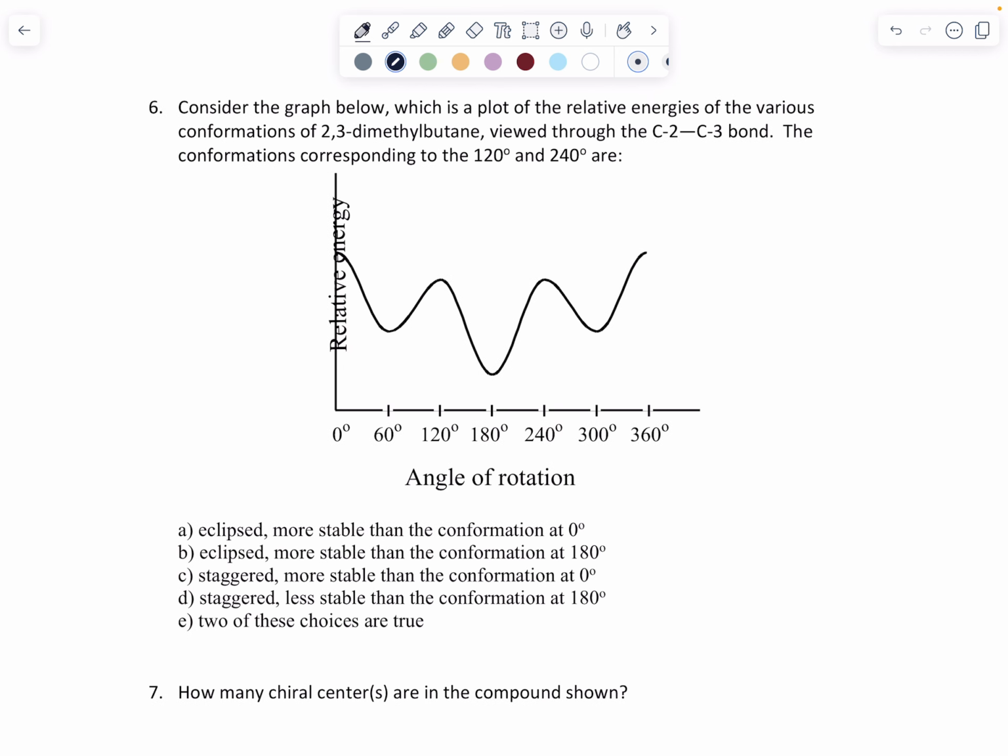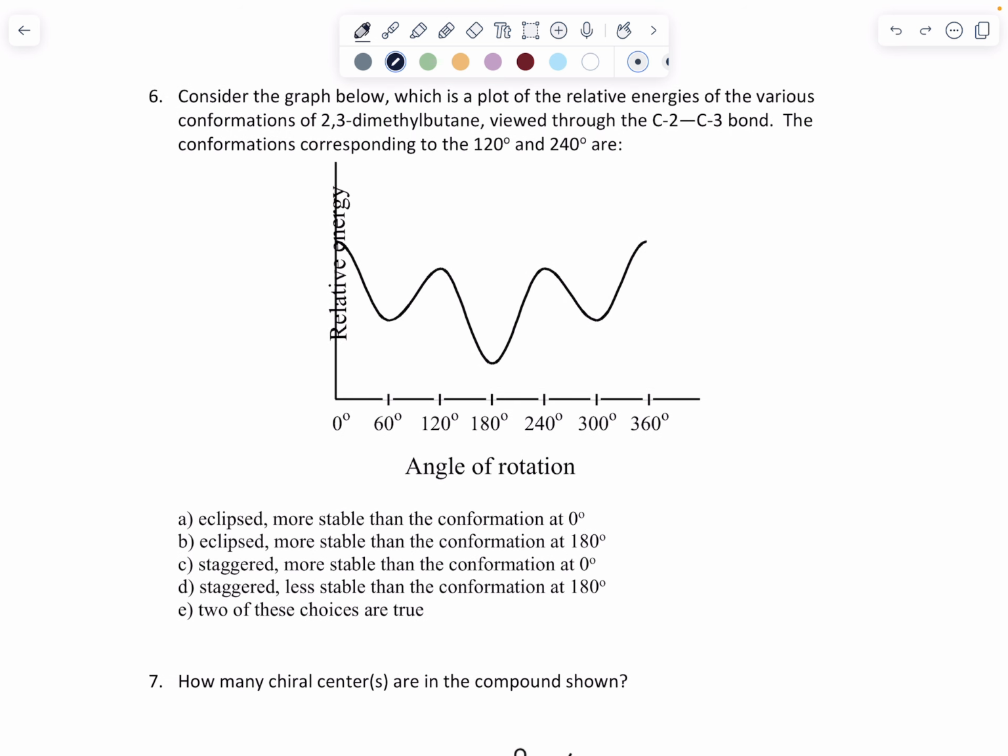Consider the graph below, which is a plot of the relative energies of the various conformations of 2,3-dimethylbutane viewed through the C2-C3 bond. The conformations corresponding to 120 and 140 are. Okay, so when I'm looking at this, the higher the energy, the less stable it is. So the bigger groups will be closer together. So let's say on butane, we have a CH3 and then, well, it's 2,3-dimethylbutane, so it would be something like this, and then like this, I think would be right.